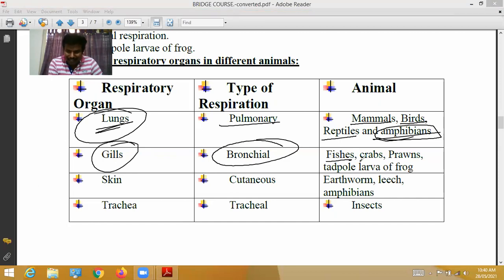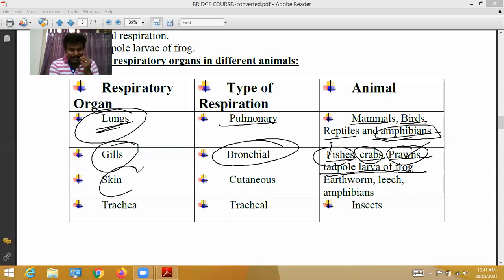Branchial respiration occurs in fishes, crabs, prawns, tadpole larva, frog. Fishes, everybody knows. Crabs and prawns are also edible, and prawns are a nutritious diet. Tadpole larva, frog. In some countries frog is a staple food. In China, people give first priority to eating frog meat.